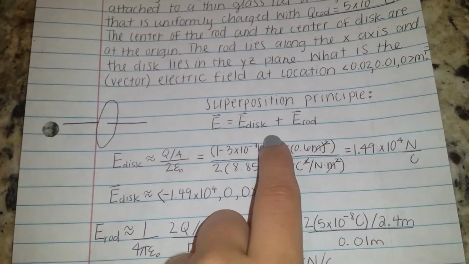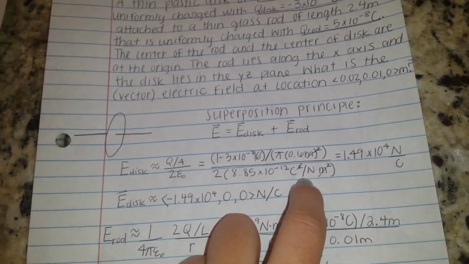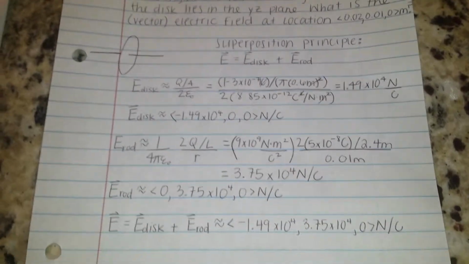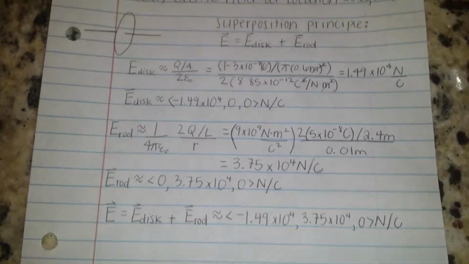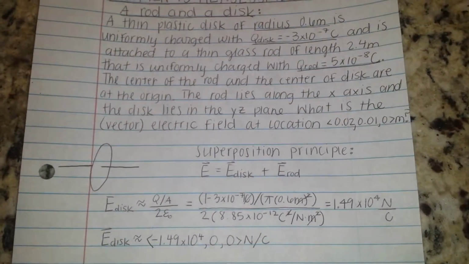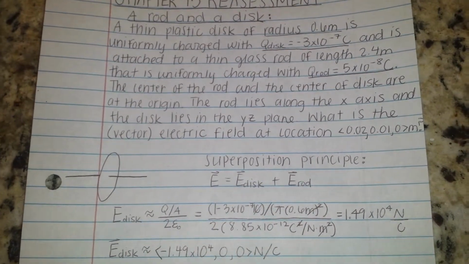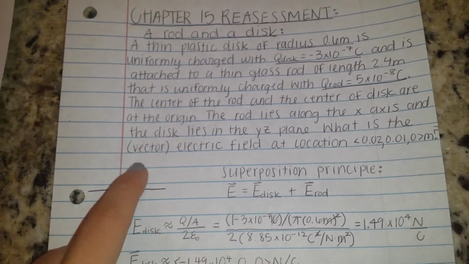I showed up here that they cancel out, and you're left with newtons per coulomb. And that's the electric field overall as a vector for this entire thing.